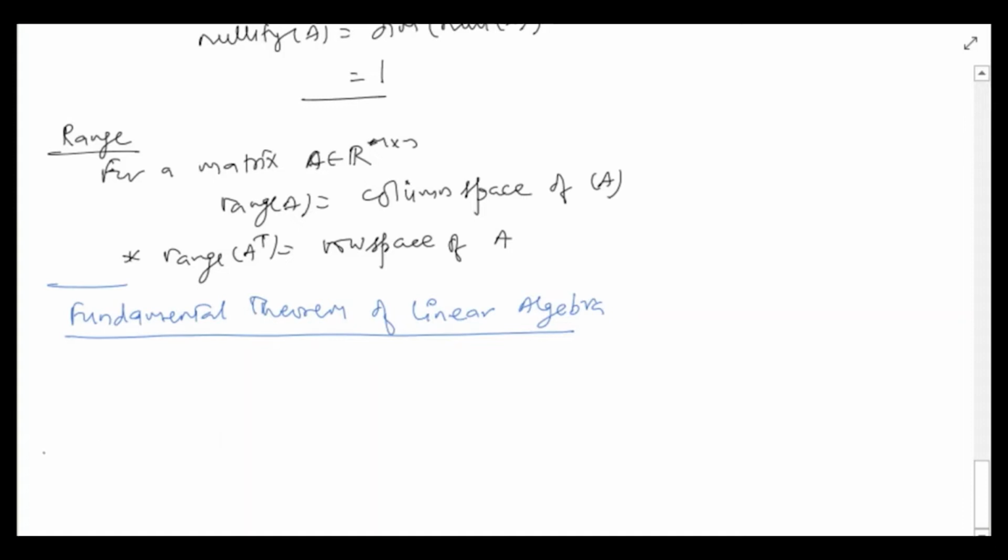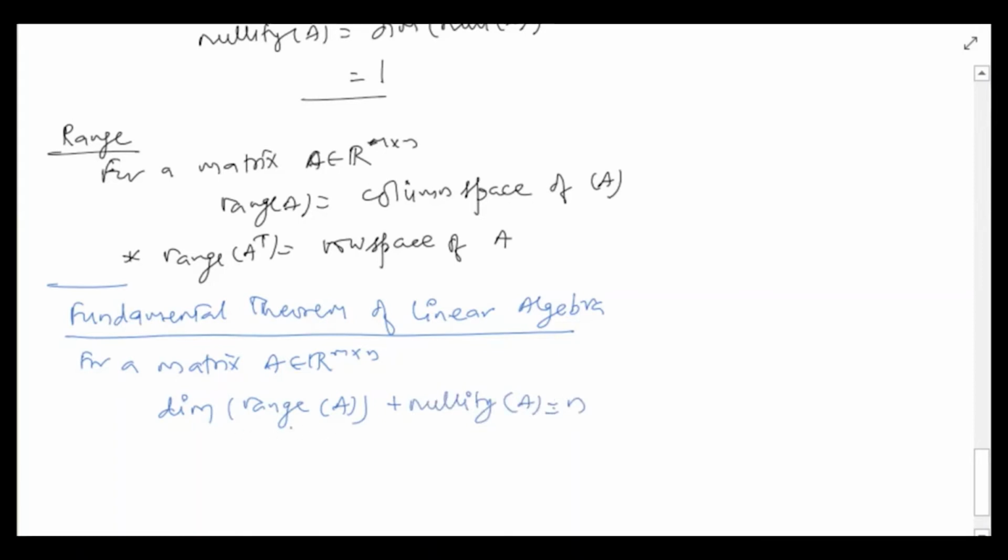It says that for a matrix in R^(m×n), the dimension of the range of A, which is the same as the dimension of the column space of A, plus the nullity of A equals n.